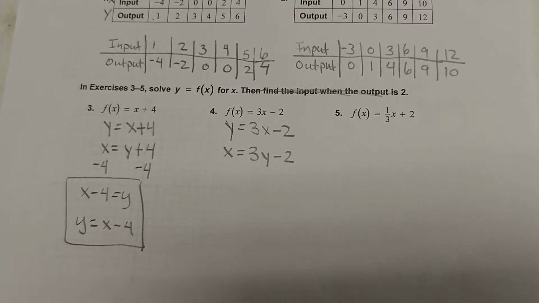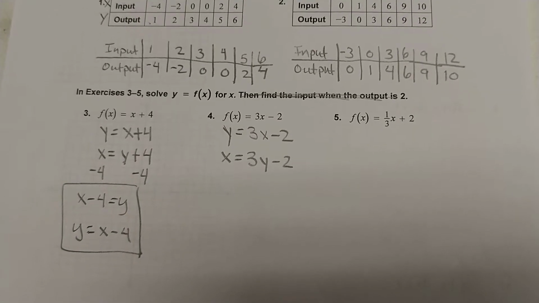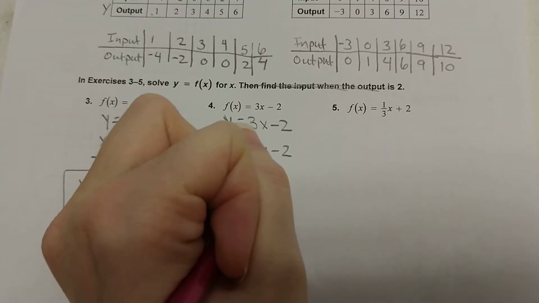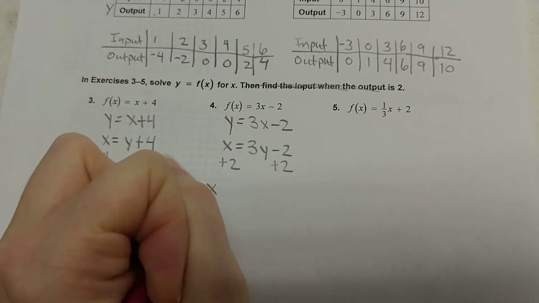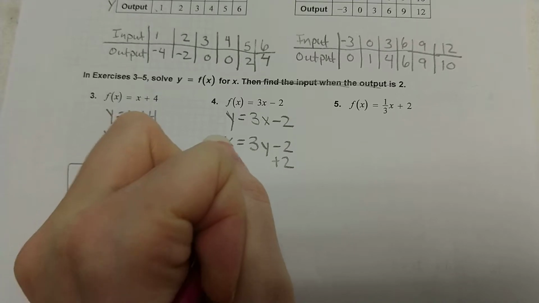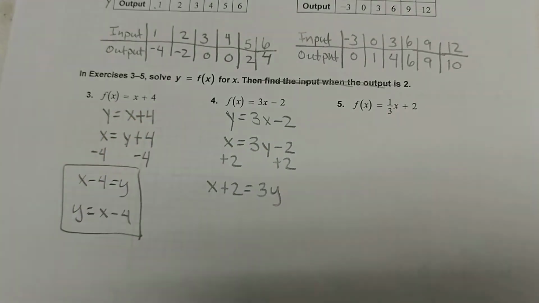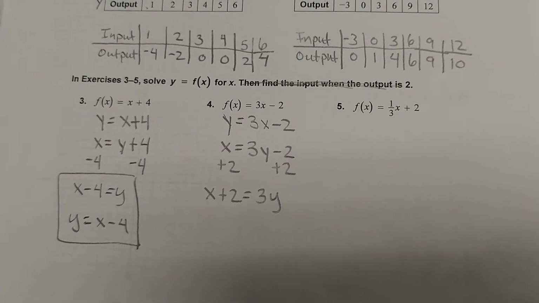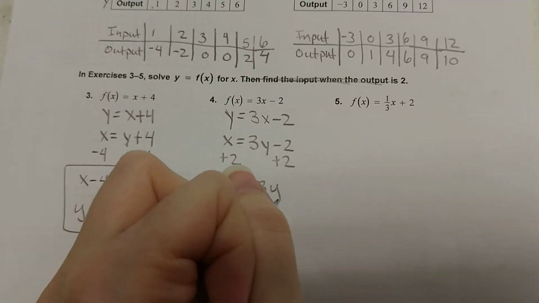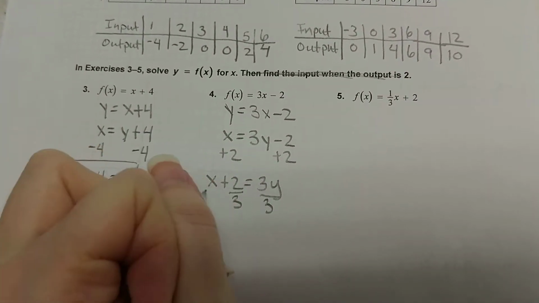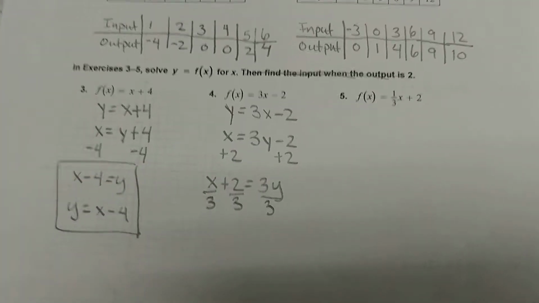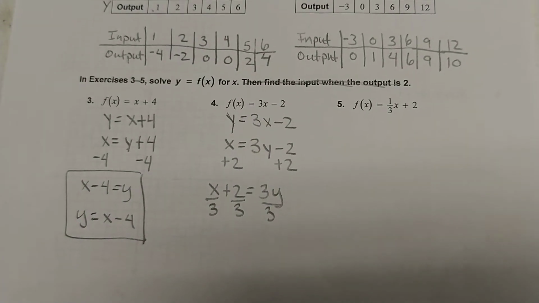Now my goal is to solve for y. So if I want to solve for y, first thing I have to do is undo subtracting 2, so I'm going to move that over, so I get x plus 2 equals 3y. Now I have to get y by itself, so I have 3 times y, so to undo multiplication, I'm going to go ahead and divide, and I'm going to divide each individual piece by 3.